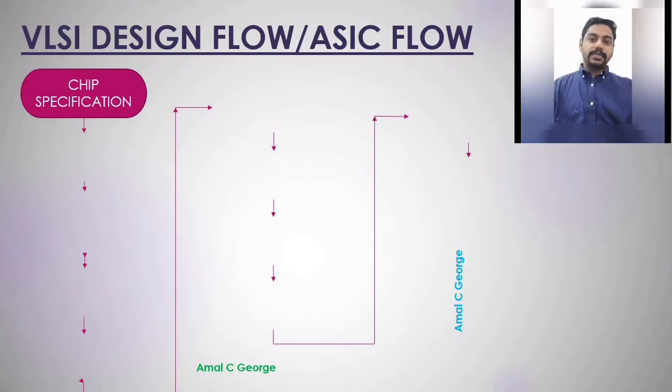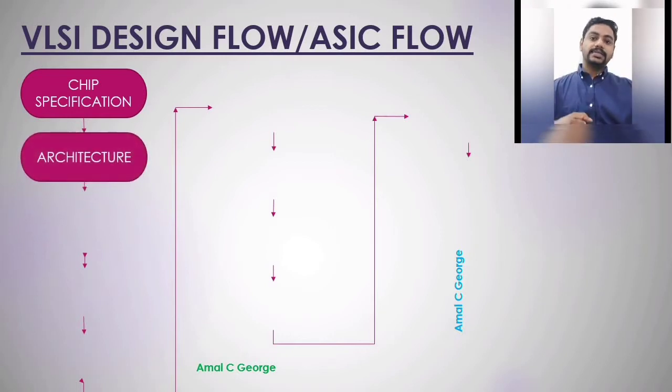The next step is architecture. Now, the architect gives a system level view of how the chip should operate. They will decide what other components are required, what clock frequency they should run, how to target power and performance requirements. They also decide how the data should flow inside the chip.